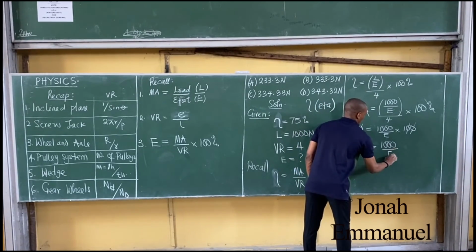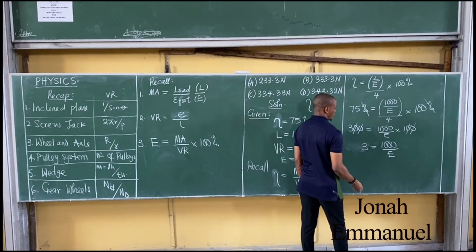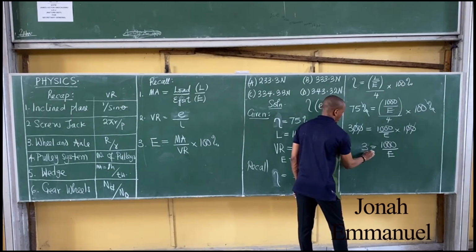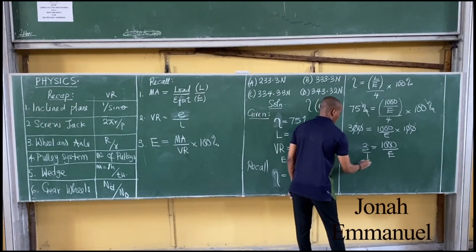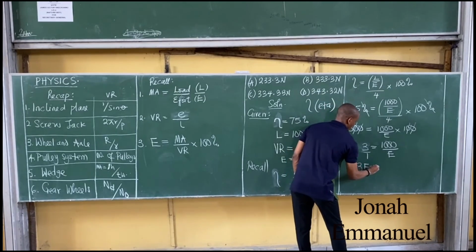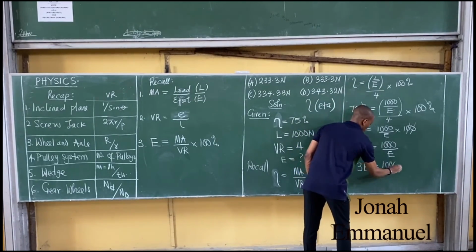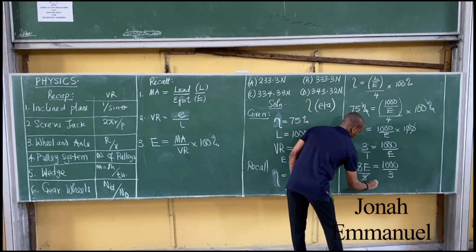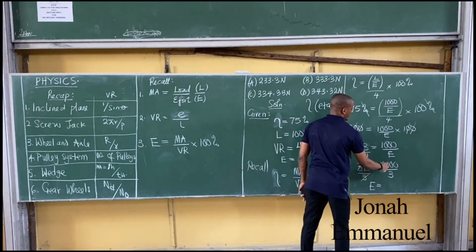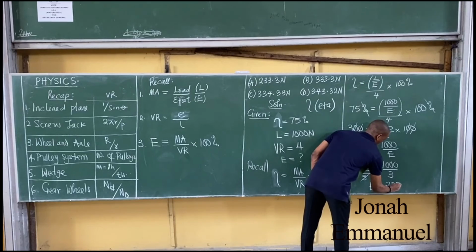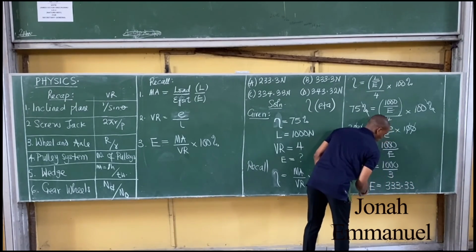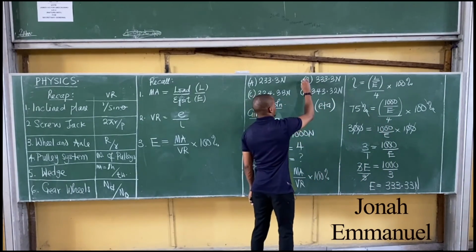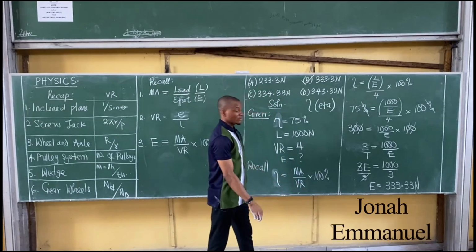1,000 all over E. How do we get E here? Simply cross multiply. So 3E is equal to 1,000. Divide both sides by 3, and the effort is equal to 1,000 divided by 3, which gives 333.33. Of course, effort is measured in newtons, so 333.33 newtons. That's it.